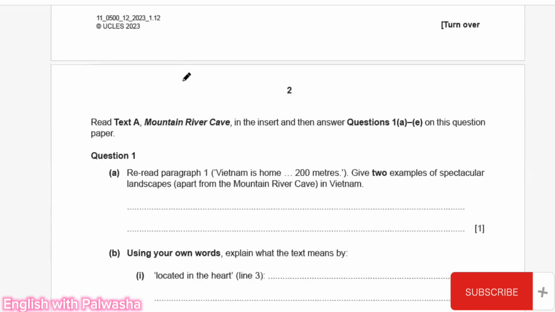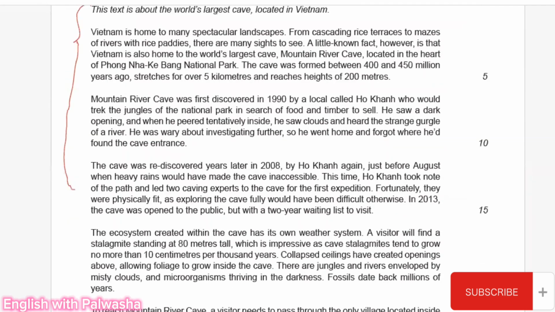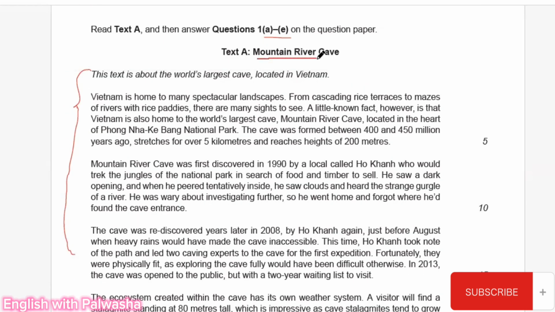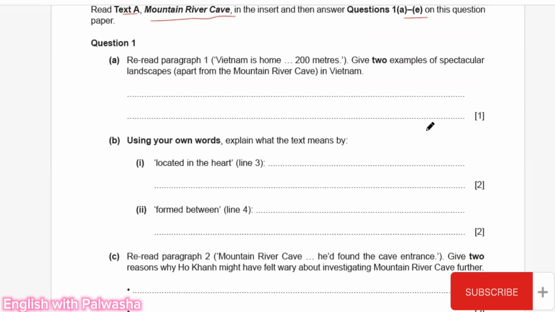So the text was mountain, river, cave. That was text A. We got all the questions from text A. You can see the text name is mountain, river, cave. We will be answering the questions from that text, and those will be only from A till E part, all right? The purpose of explaining this is that you are not going to deviate from that specific text, and the questions are of very minimum marks, 1 or 2 for each question.